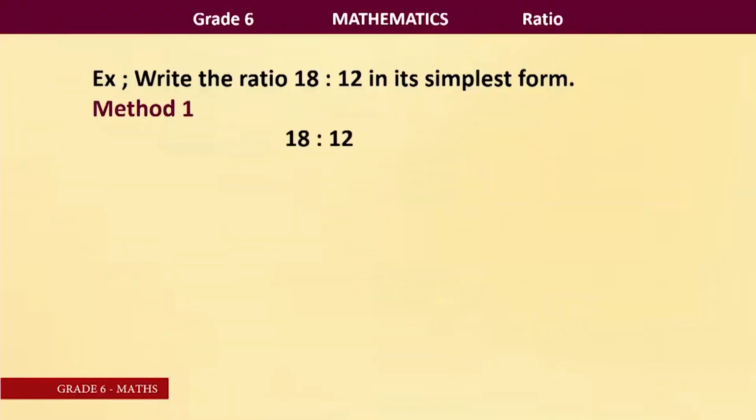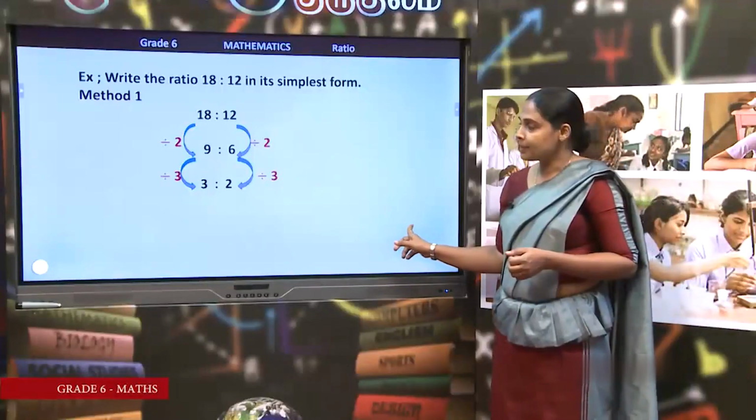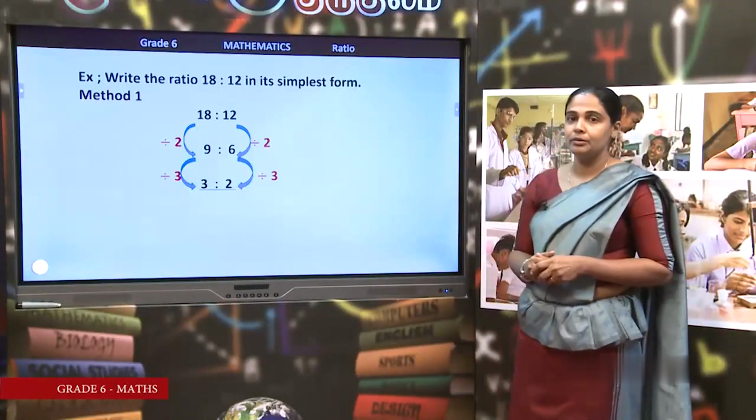Then I am introducing two methods here. We can write down 18 to 12 and divide by 2. The answer is 9 to 6. Then you can identify 9 and 6 both are divisible by 3. Then what is the answer? The answer is 3 to 2. Now can you divide it more? No, 3 and 2 have no common factor. They are not divisible. So the simplest form is 3 to 2.